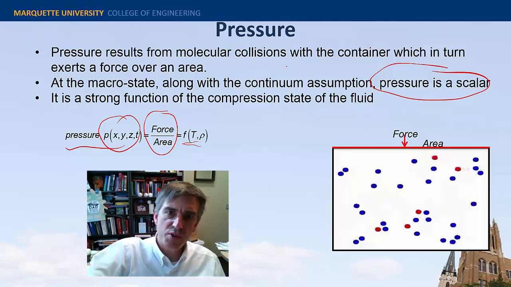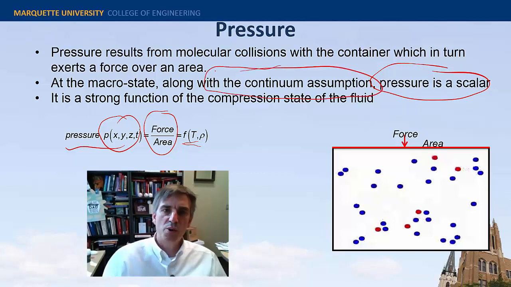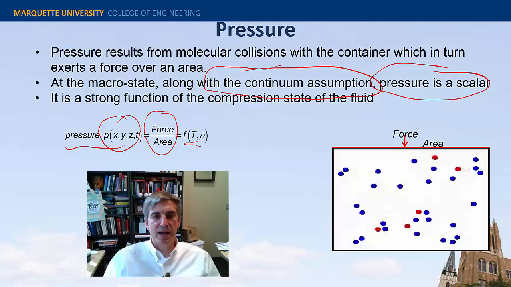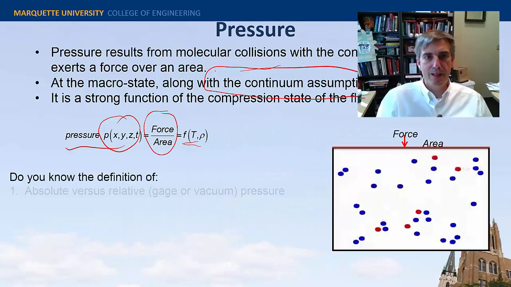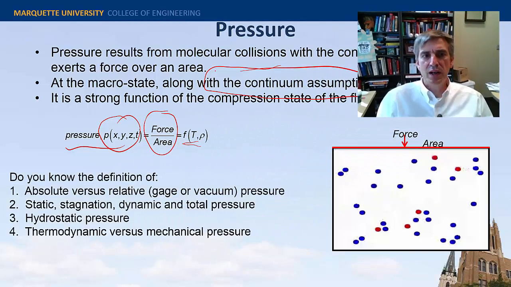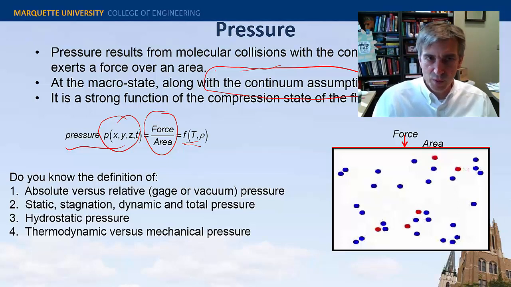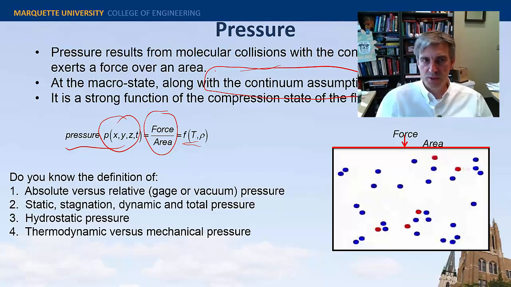We've also made the assumption that we're in the continuum. So we're not thinking about molecular impacts here, that we've got billions and billions of these, so on average we get a pressure. That's part of the continuum assumption. So you might want to review some of the classic pressures, like absolute versus relative pressure. We'll do that in a second.